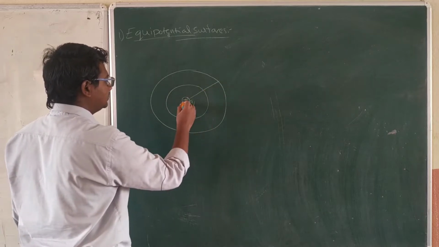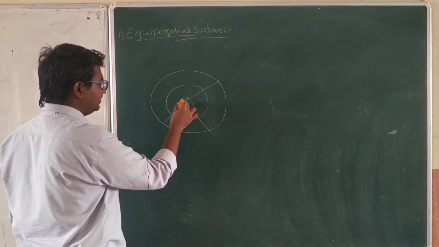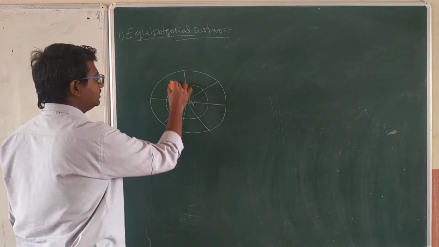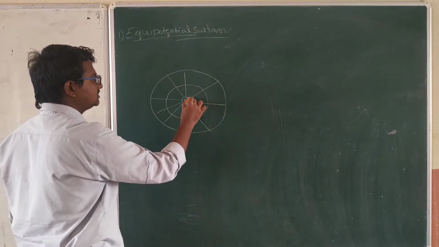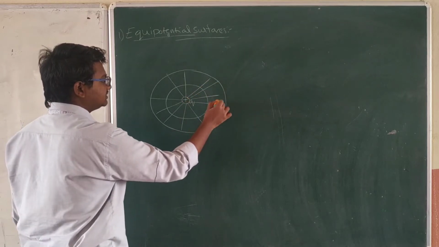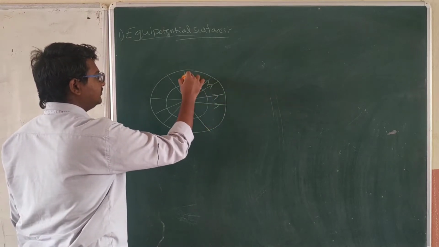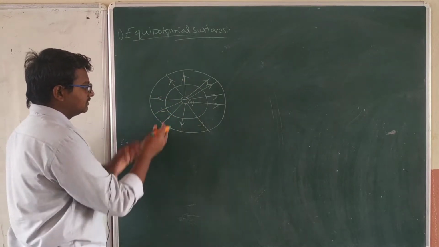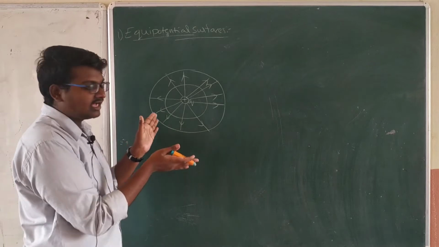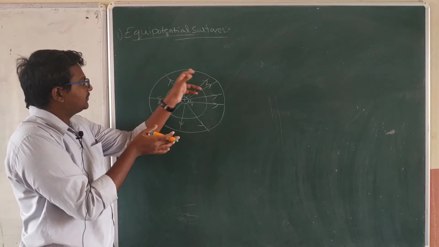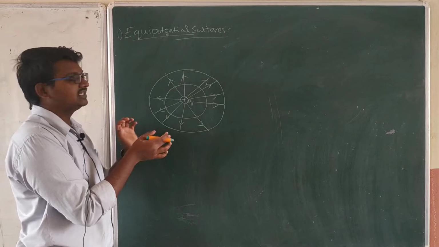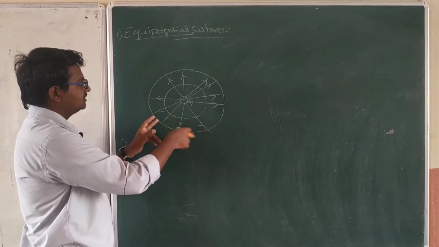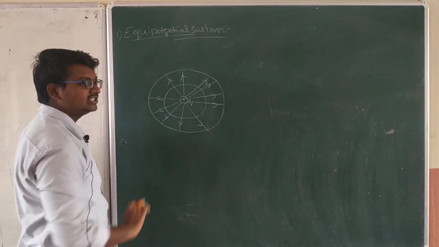Now, the electric field lines which are emerging out from this will always be perpendicular to these concentric spheres. If you observe this carefully, all these electric field lines are perpendicular to all these concentric spheres. Here we have drawn two concentric spheres, or we can say surfaces. These two are equipotential surfaces.